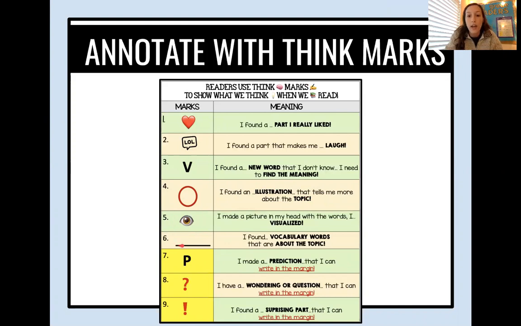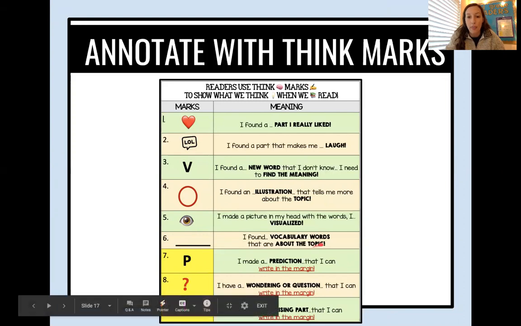Now we underline words that we already know about the topic. So V is for new words and underlining is for words that we already know about the topic. We use a P to make a prediction or to make a guess about what's going to happen next in the story. We use a question mark to write a wondering or question. And we use an exclamation mark to show a surprising part in the story.